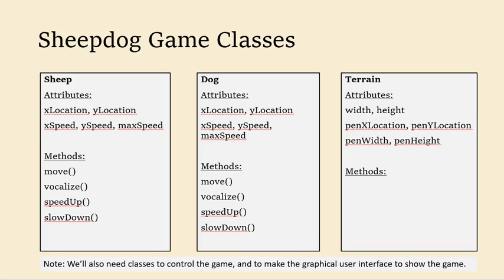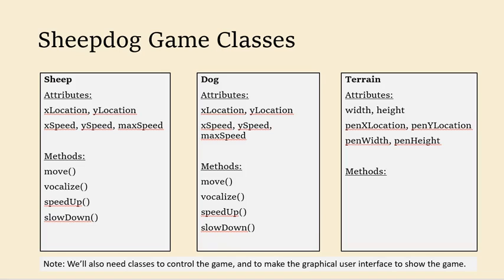How would you change the state of the sheep? Well, the move method would move where they are, and it would move based on the speed. Maybe you have a vocalize method, where they bleat. Maybe you have speed up and slow down as methods to change the current speed. And the same for the dog. And it turns out that the sheep and the dog probably have all the same attributes and methods, or virtually all the same attributes and methods.